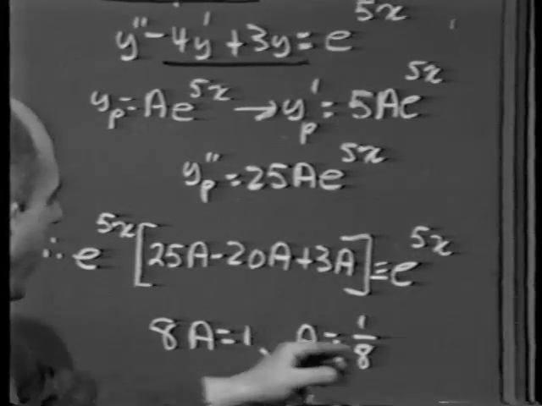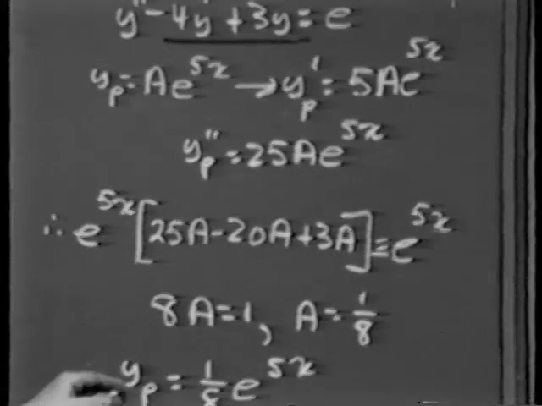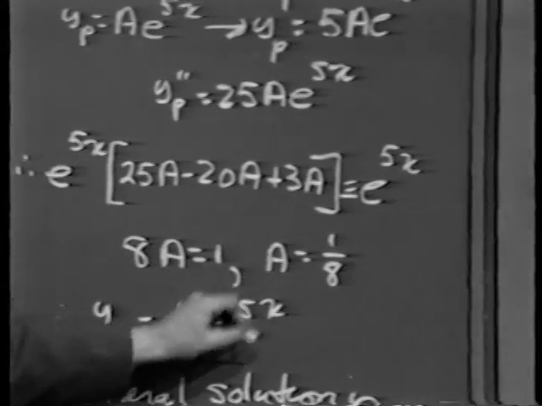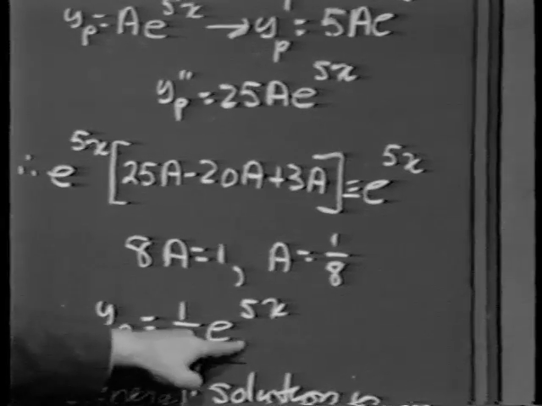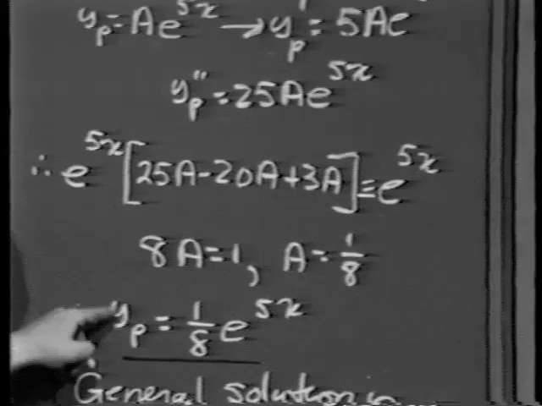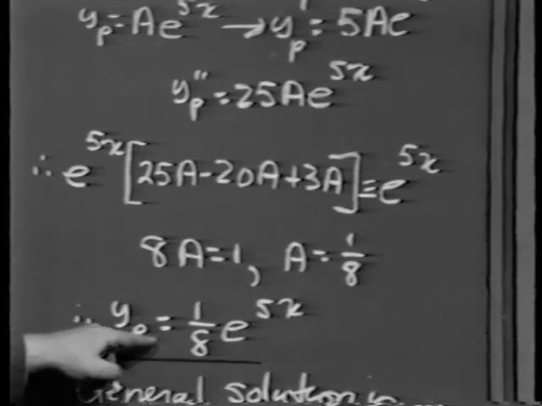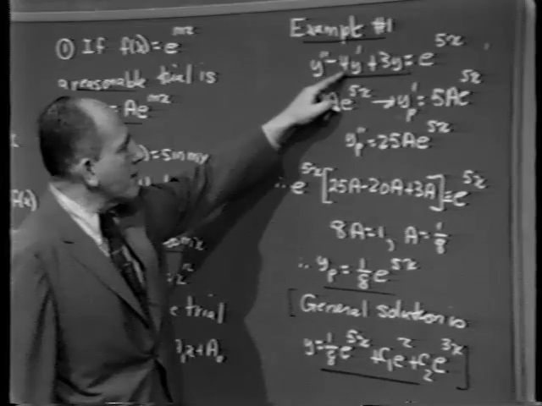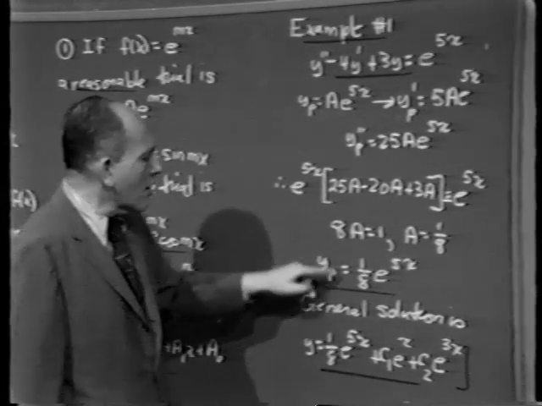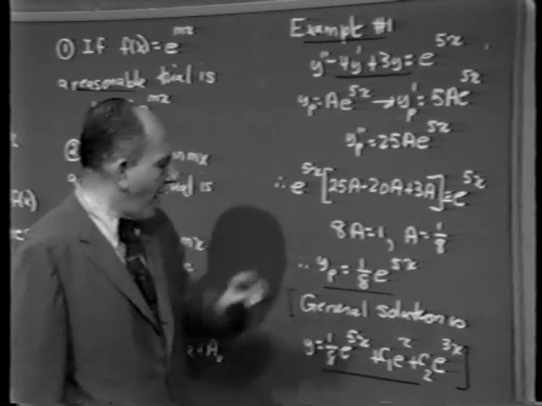And taking a to be 1/8, I find that my candidate for a trial solution is 1/8 e to the 5x, and a trivial check verifies that the only candidate is indeed a solution. In other words, a particular solution of the equation y double prime minus 4y prime plus 3y equals e to the 5x is y equals 1/8 e to the 5x.